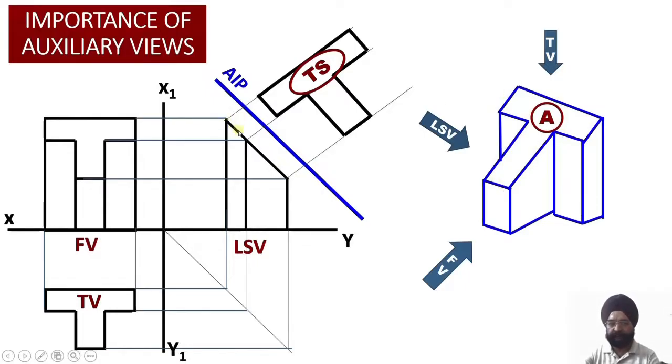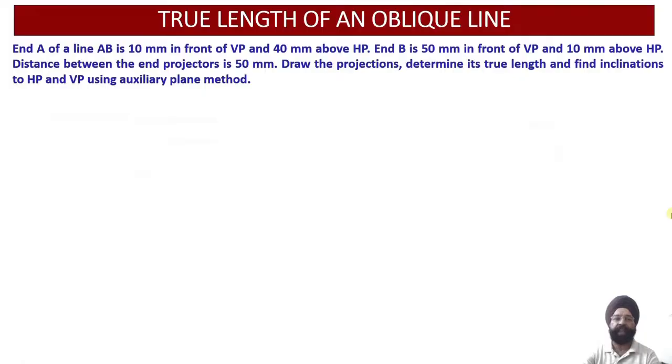And once we are able to obtain the edge view of the surface, once again we are going to draw the projector lines from here, and we'll be able to get the true shape of the surface onto the AIP or the AVP, whichever way, whether the inclination is there with respect to HP or whether the inclination is there with respect to the vertical plane.